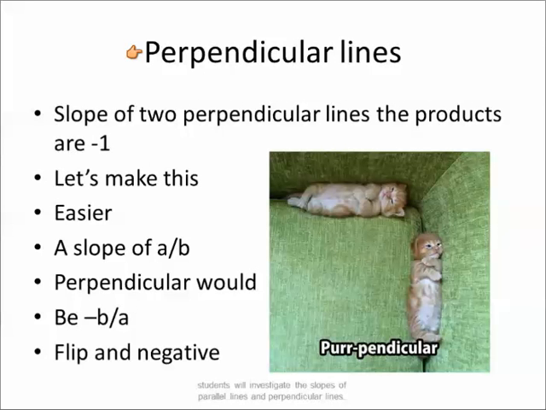Not a problem. How about perpendicular lines? A little bit more difficult. Let me try to explain. Two perpendicular lines, their slopes' product will be -1. Let's make it a little bit easier for you so you understand it. If the slope of one of them is a over b, the perpendicular one would be negative b over a. Yeah, flip it over and make it negative. That's what perpendicular means. Two kittens laying on a couch right here, making a perpendicular corner right here. Okay? Flip them over and you make one of them negative.